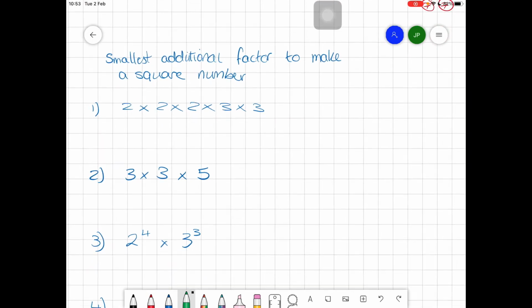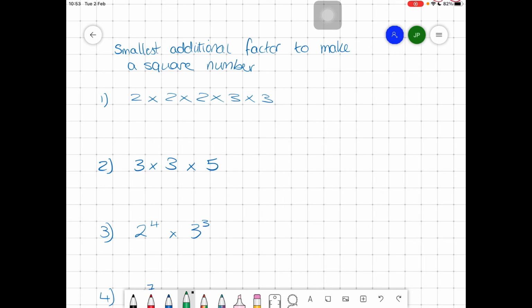Other sort of things you might get asked is what's the smallest additional factor you need to add on to make these into a square number? So it's using that factor of being able to split them into two groups and what's missing. Okay, so first one, if I've got 2 times 2 times 2 times 3 times 3. Now I would definitely want to go, right, that's actually 2 cubed times 3 squared. Okay, just simplify it. And then I'm thinking about my two groups.